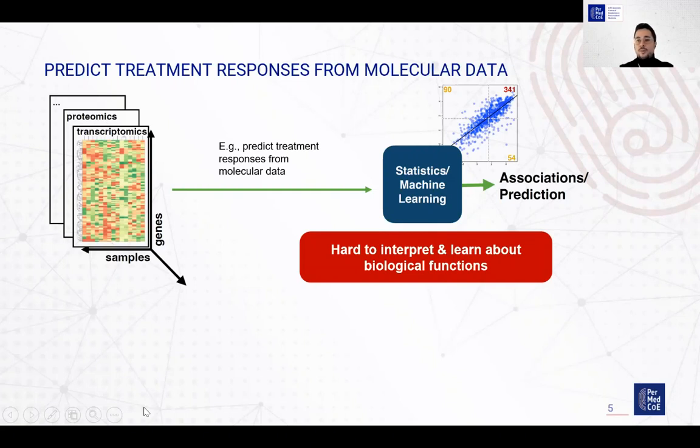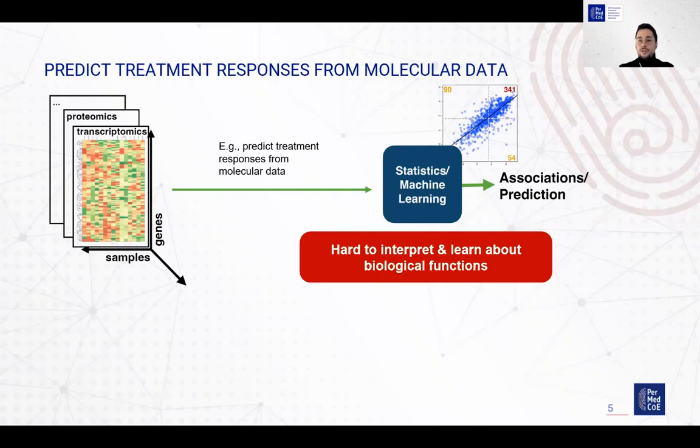But there are some drawbacks to this kind of approaches. Even though we can have models that are very predictive, in general, they're very hard to interpret for many reasons. There is a lot of collinearity between the different genes. We don't have a causal structure connecting the different variables. So it's very hard to reason about the model.